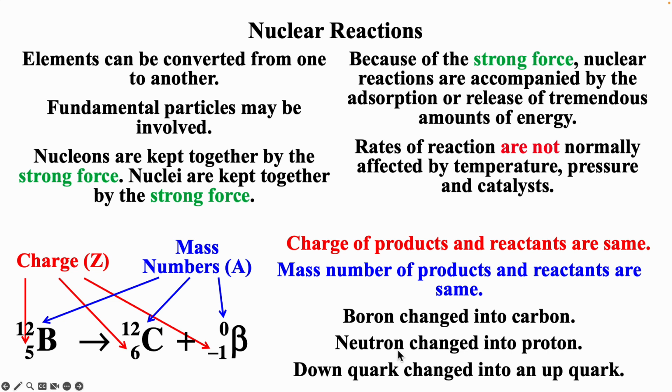Make sure when you're balancing nuclear reactions that the charges add up to be the same for the products and reactants, and the mass numbers add up to be the same for the products and the reactants.